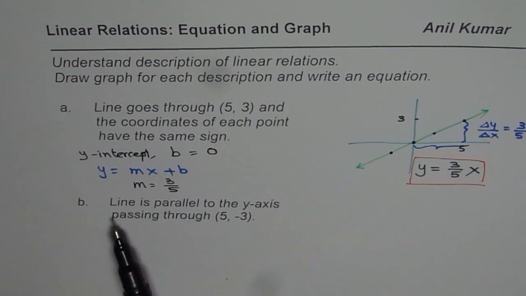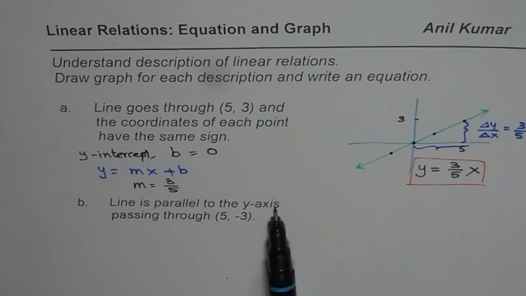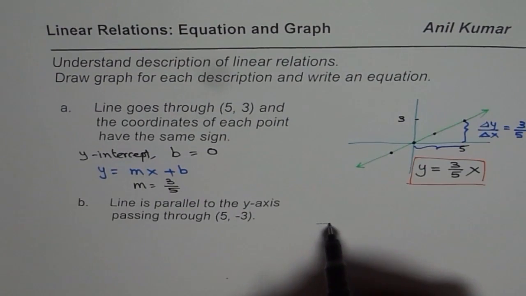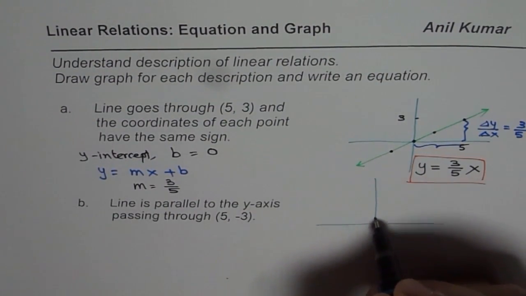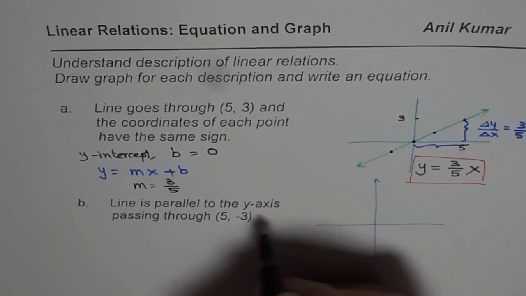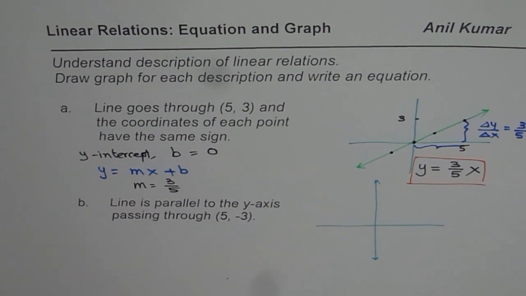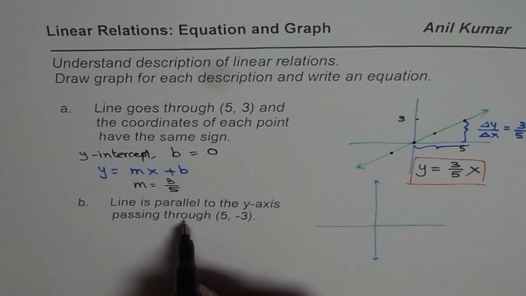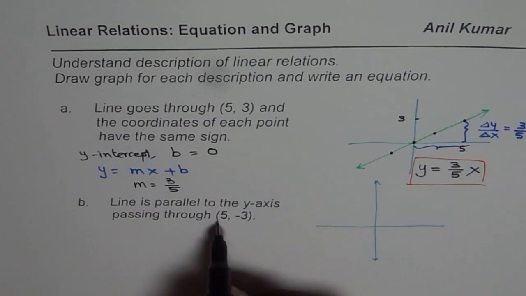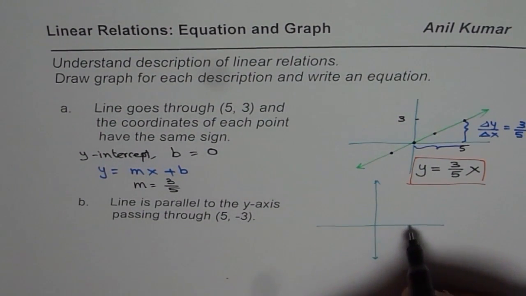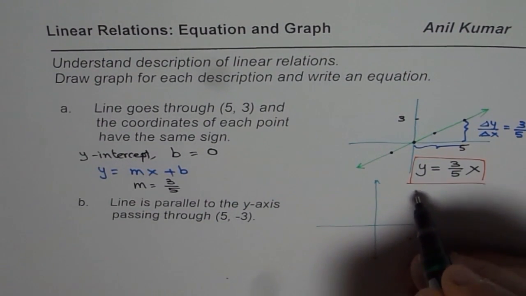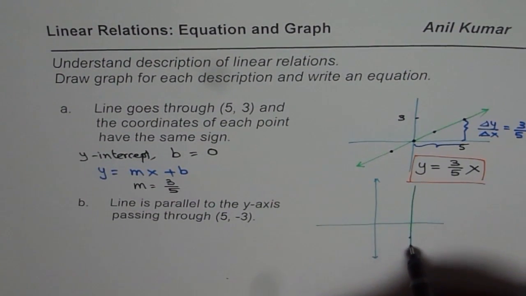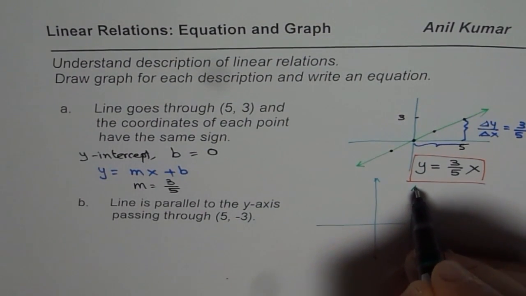It says a line is parallel to the y-axis passing through (5, -3). So that is to say that we have a line which is parallel to the y-axis. That means it is a vertical line. Parallel to the y-axis, kind of like this. And it passes through (5, -3). So (5, -3) means somewhere here the point is, right? So that is a line which is parallel to the y-axis. Do you get the idea?